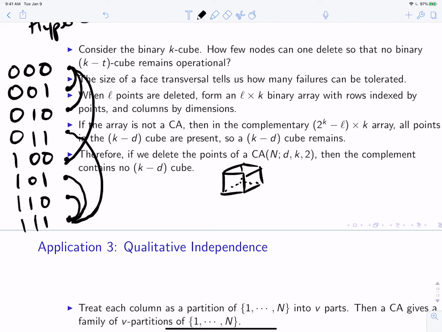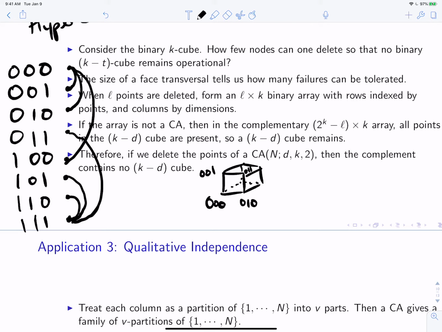So let's actually just do this. 0, 0, 0 is here, 0, 0, 1. Let's see, 0, 1, 0, 0, 1, 1. Okay, I can't actually think about it like so, but you could put the other 4 on there.